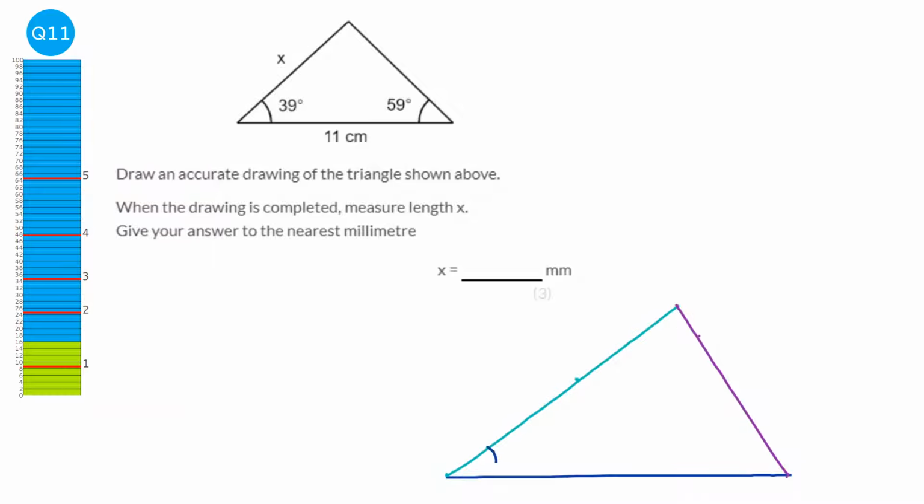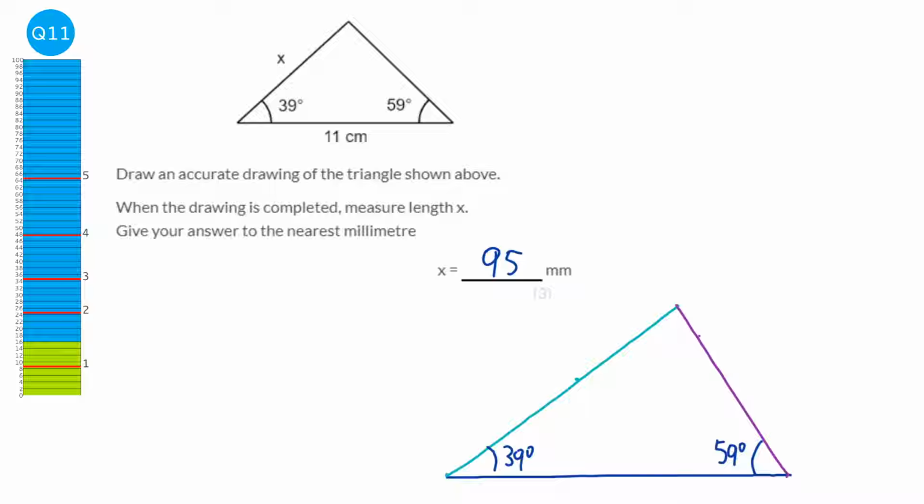And so this is our 39 degrees here, and you don't need to label this on the diagram, but just so we know what we're doing. And it says when it's completed, measure length x. So I'm going to get my ruler out and I'm going to measure this length here, and it is about 95 millimeters. So the answer for me is 95 millimeters.